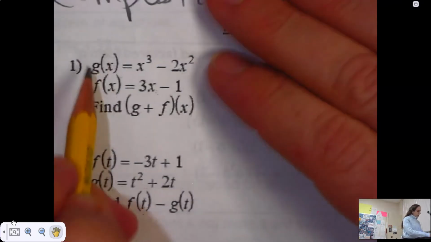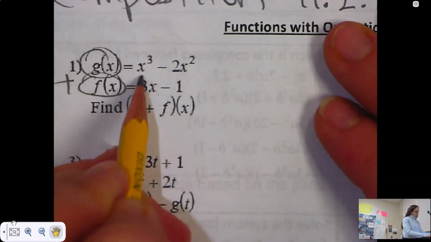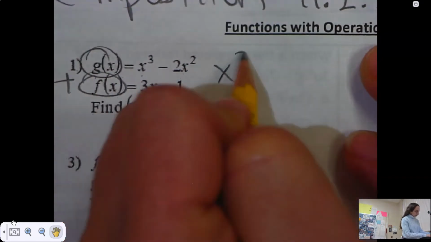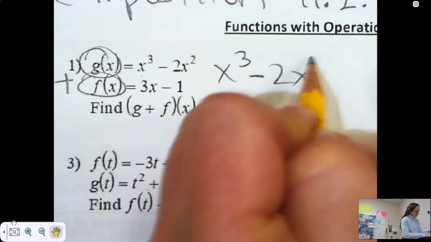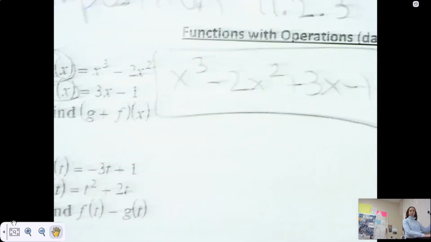What are they asking you to do? Take G and add it to F. So if I add these two, I look and I don't have anything else the same, and I have to write it in standard form. So that's actually it. That's the answer.